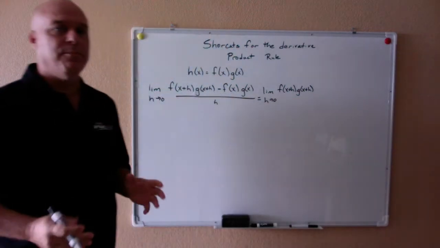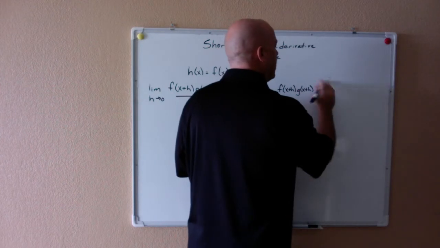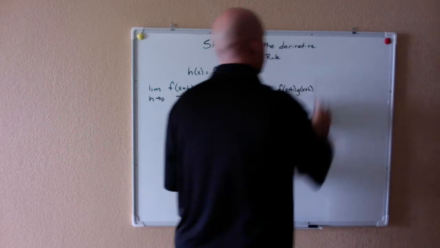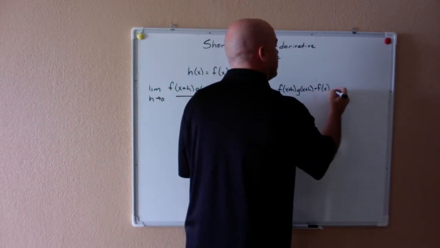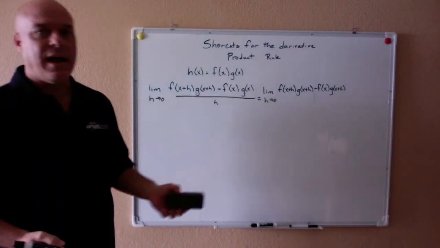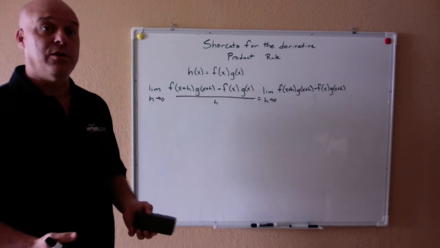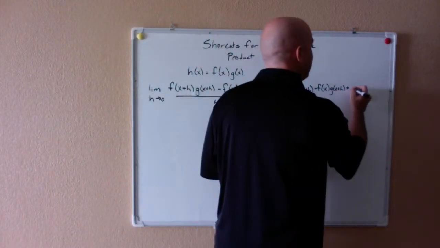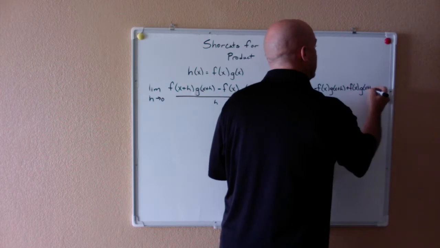But here's where I'm going to add something in here. Actually, I'm going to subtract first of all, minus f of x times g of x plus h. Okay, but when I subtract that out, I've actually changed the problem a little bit. So I have to account for that. And so what I'm going to do is add it right back into the problem. So I'm going to add f of x times g of x plus h right back in.